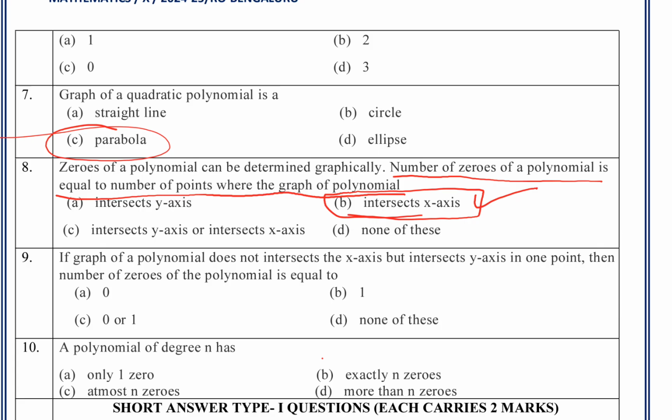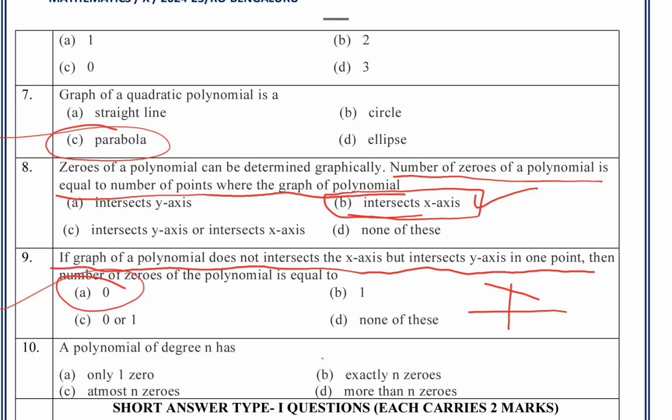Ninth one: if the graph of a polynomial does not intersect the x-axis but intersects the y-axis at one point, then the number of zeros of the polynomial is exactly 0, because there is no touching of the x-axis. So it is always 0. The answer is A.